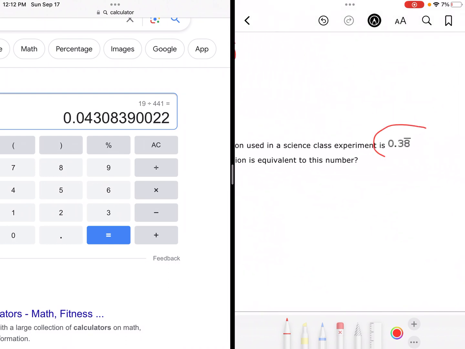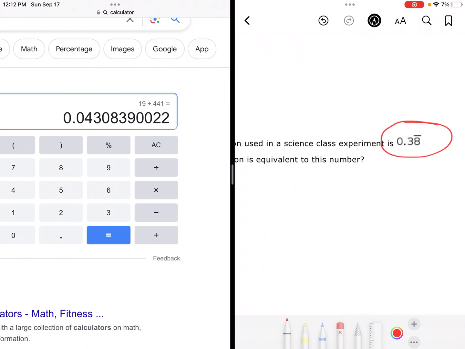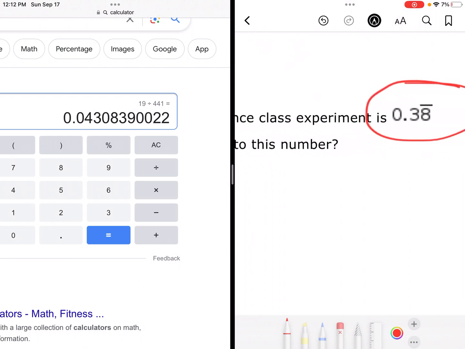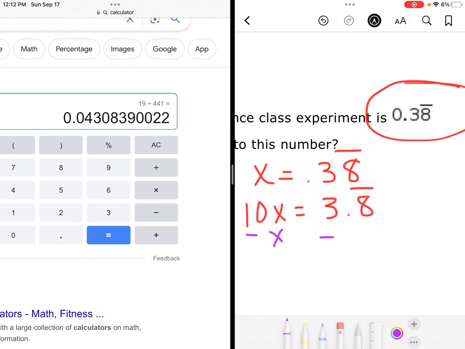All right, for this one, they want a repeating decimal. So I know that I have one number underneath the line, two numbers behind the decimal point. So that means I have x equals 0.38 repeating, and I have 10x equals 3.8 repeating. I'm going to subtract x, and I'm going to subtract 0.38 repeating. 9x, and I end up with equals.